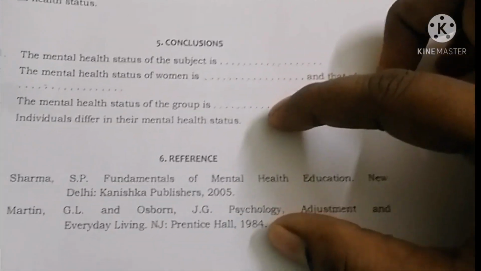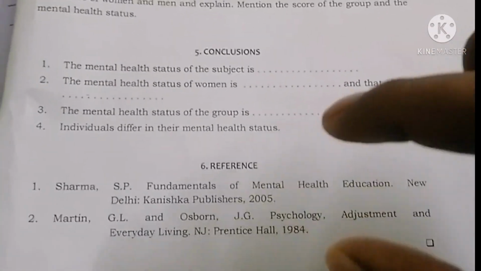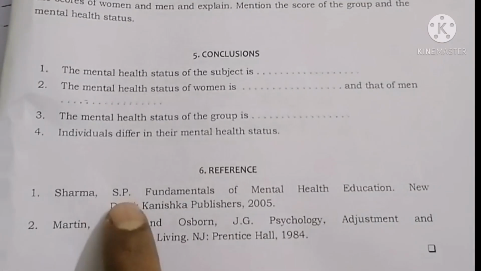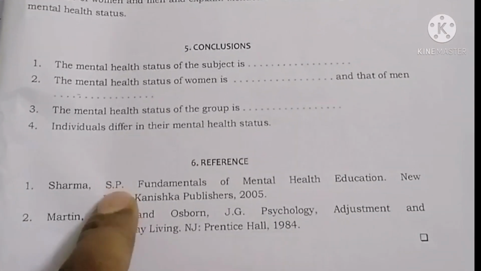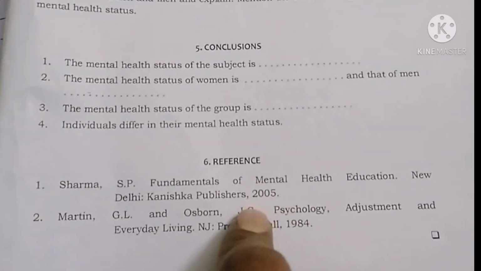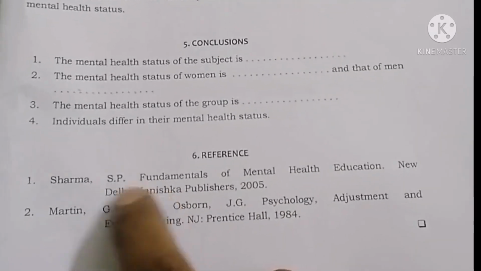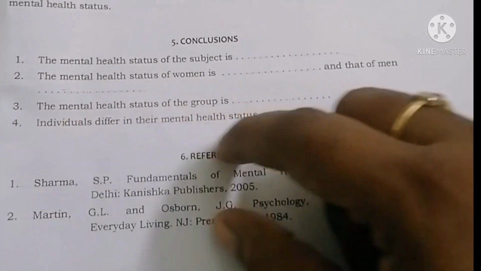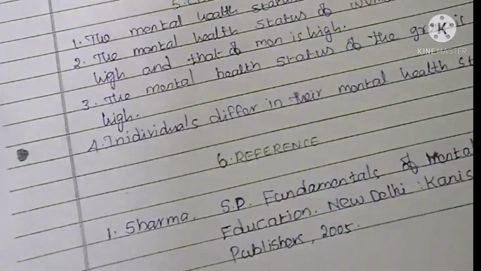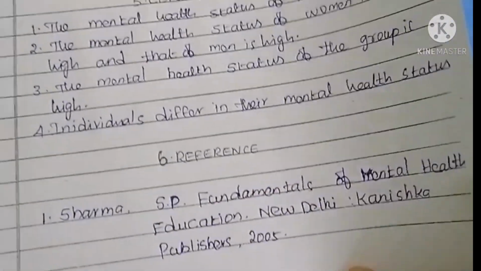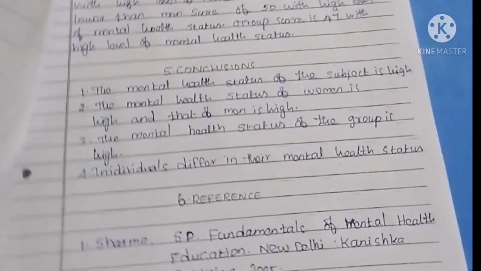In the reference, while you are writing the reference, write it as it is in the book: capital letters, full stops, commas, numbers, first one capital letter, next one small letter, like this. All this you follow as it is and write it here in the reference. After the reference it will be finished. This is how to write this experiment.